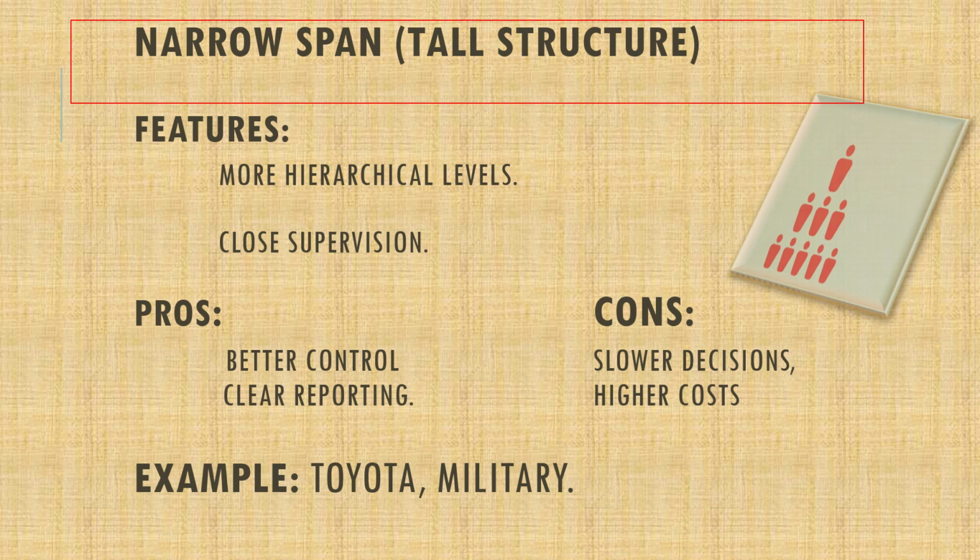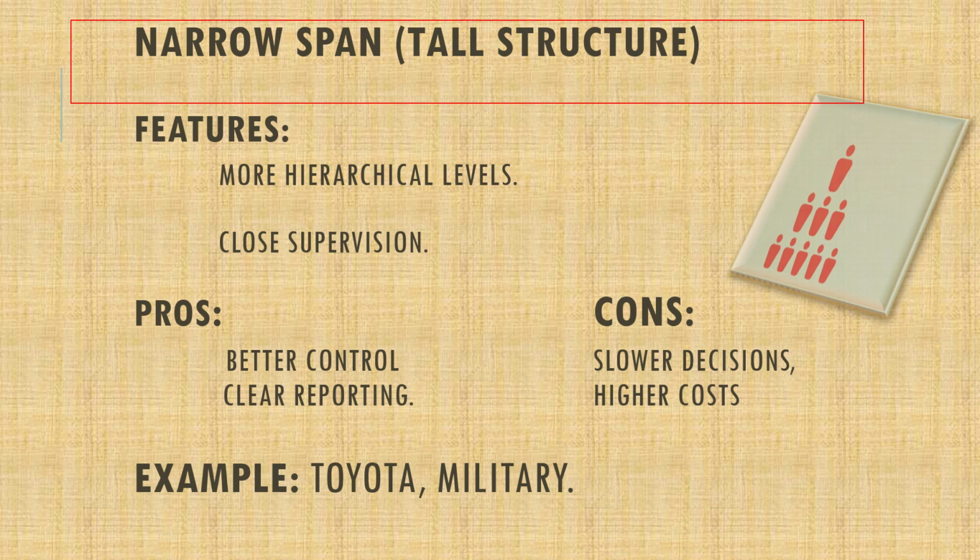Clear reporting also can be submitted or done. Then, what are the demerits, disadvantages or cons of this narrow span of management? Slower decisions, because here there are different levels of hierarchy. These different levels of hierarchy lead to flow of information, and the flow of information through the different levels of hierarchy leads to delayed decision. So slow decisions are possible in this narrow span of management.